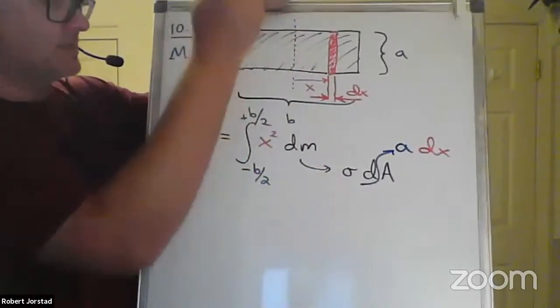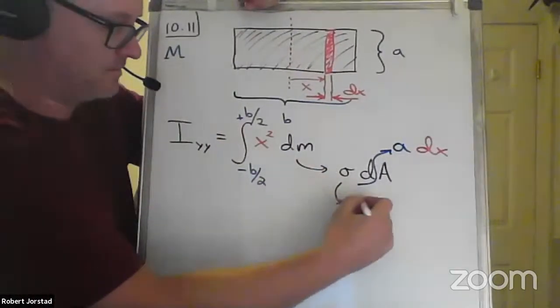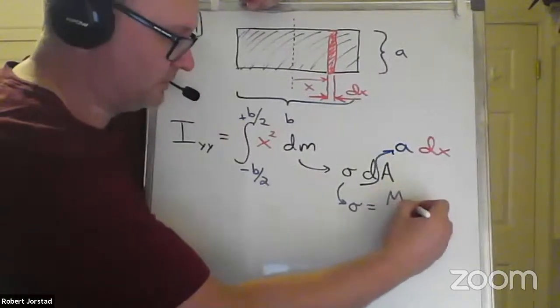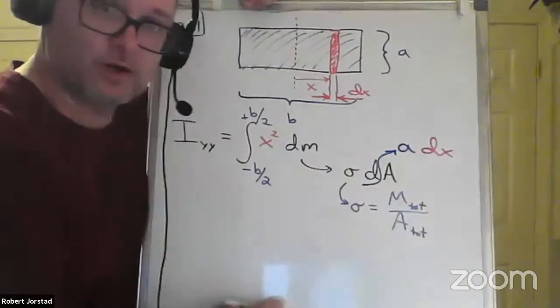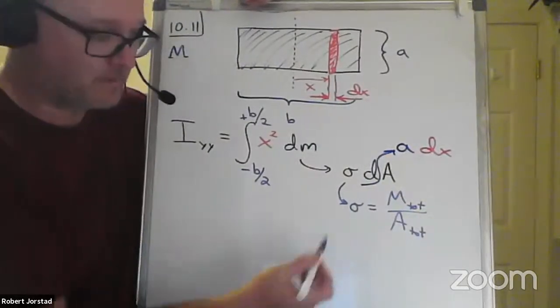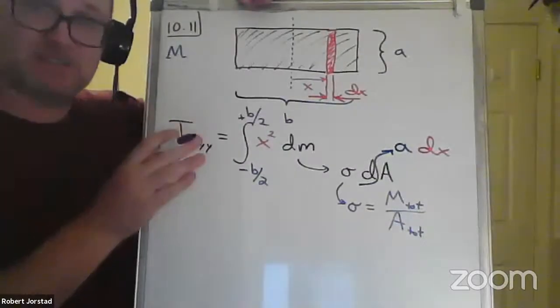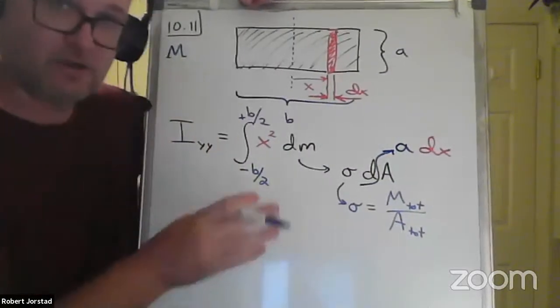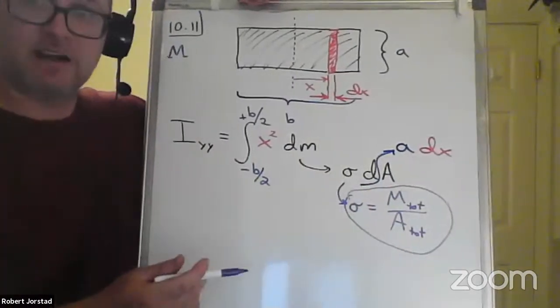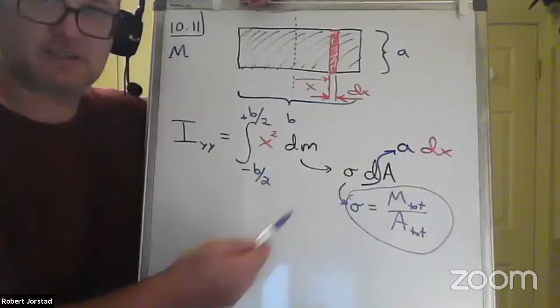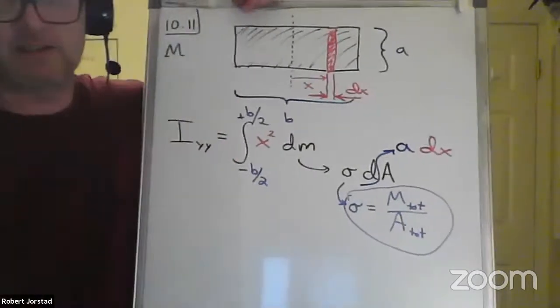Sigma equals mass total over area total, if what word is used in the problem? Uniform density. Unless I specifically specify it's non-uniform, we assume this is true. If it was non-uniform, I'd give you a function instead of that. All right, sorry, I forgot that.